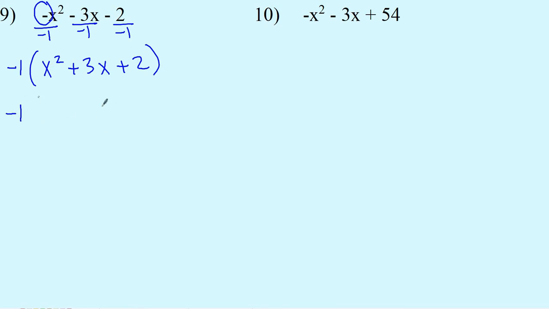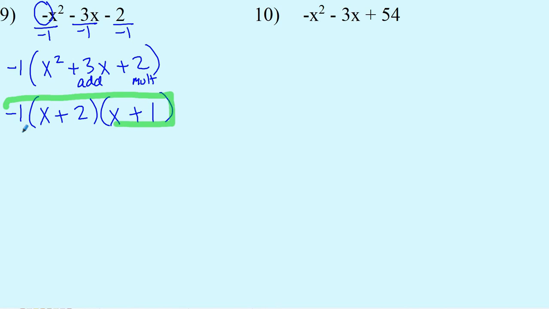Leave the negative 1 out there, and you want to think to yourself, what's going to multiply to get 2, and what's going to add to get 3? So hopefully the more factoring problems you do, the easier it becomes, and we can start doing some stuff in our head. We want numbers that add to get 3 and multiply to get 2. So this is my final answer.